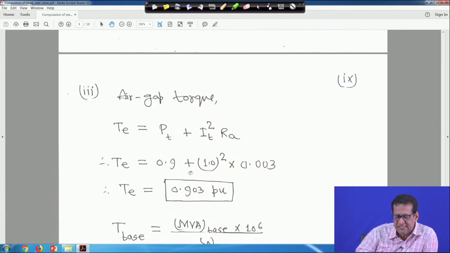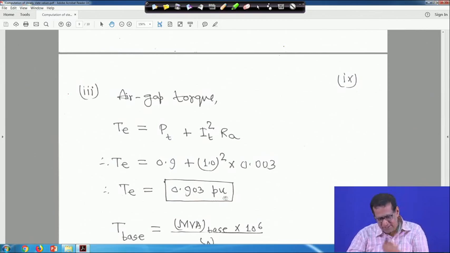Now, number 3, the air gap torque, we know T is equal to PT plus IT square RA. So, PT is 0.9 and IT is 1. So, 1 square and RA is 0.003. So, basically it is coming T is equal to 0.903 per unit.